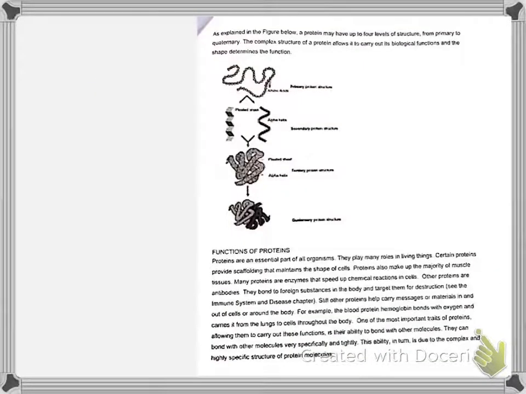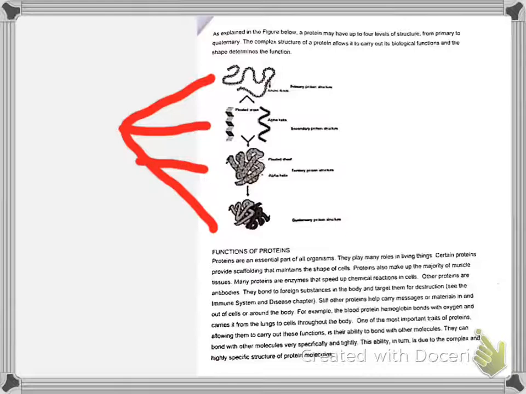Now this is where it gets kind of tricky, because they can fold and they can bend and they can do everything else. So you have a primary structure, a secondary structure, tertiary, quaternary. An example of a quaternary would be hemoglobin. Hemoglobin, which carries oxygen to our organs, is a great example of a quaternary protein structure.